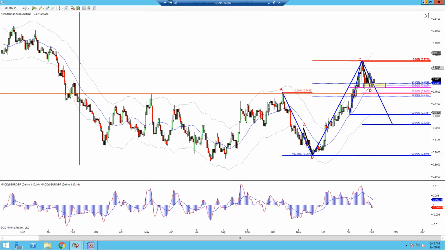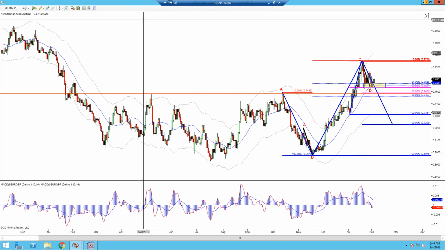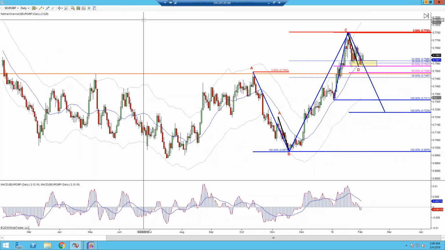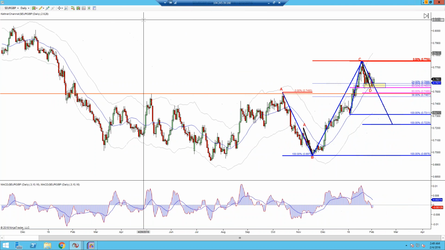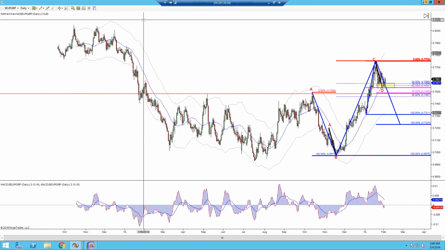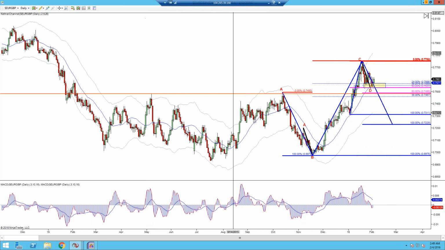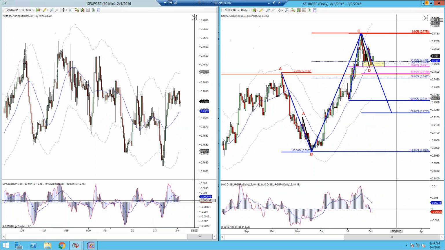It's a little bit too high. I don't particularly see anything else. Let's look at prior swing lows. Okay, nothing else in there brings any interest to us whatsoever.